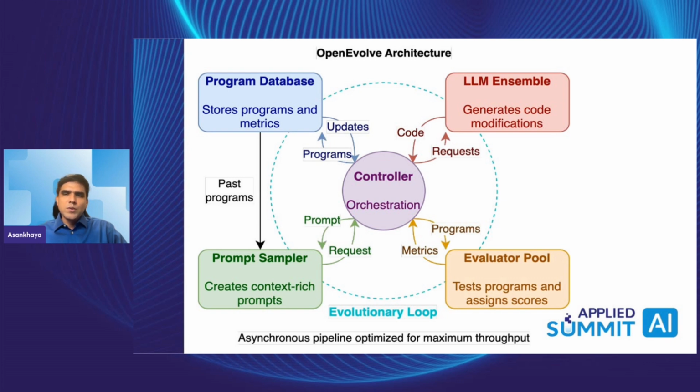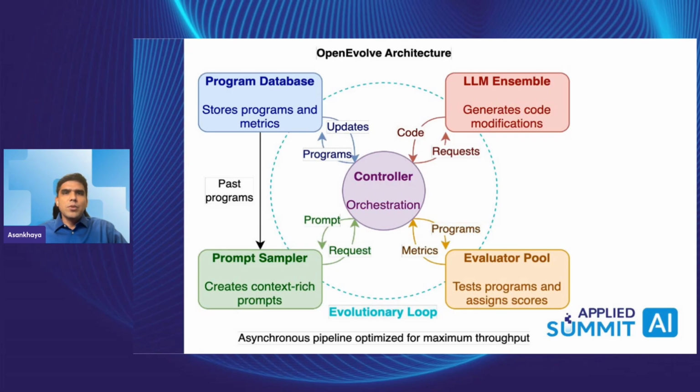Similarly, we also have an evaluator pool. By default, we do parallel evaluations. Depending on the programs that we have, you can expand the pool and you can increase the speed of evaluation. The evaluators will just test the programs and assign some metrics or scores. These are the scores which are used as a fitness function for the evolutionary loop.